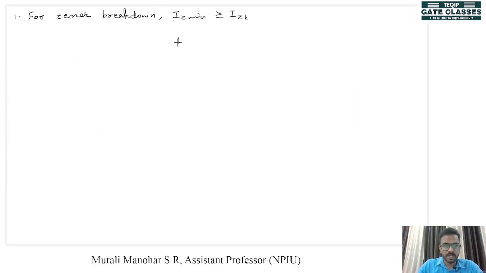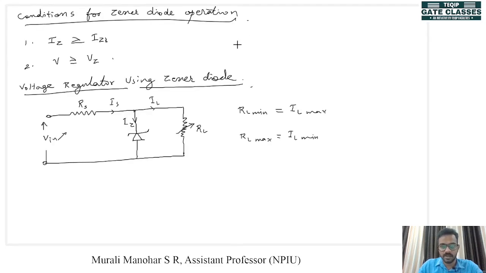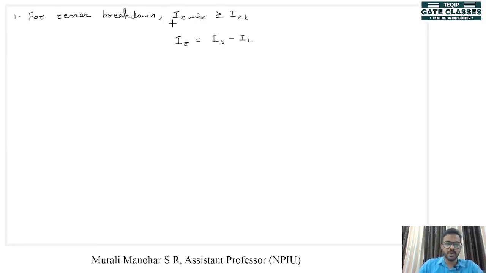Also, we know that the value of IZ is equal to IS minus IL. You can see that IS is split into IL and IZ. That means IZ will be equal to IS minus IL. So in order to achieve this condition, we will assume that we have the worst scenario possible, that is, IS is minimum and IL is maximum.